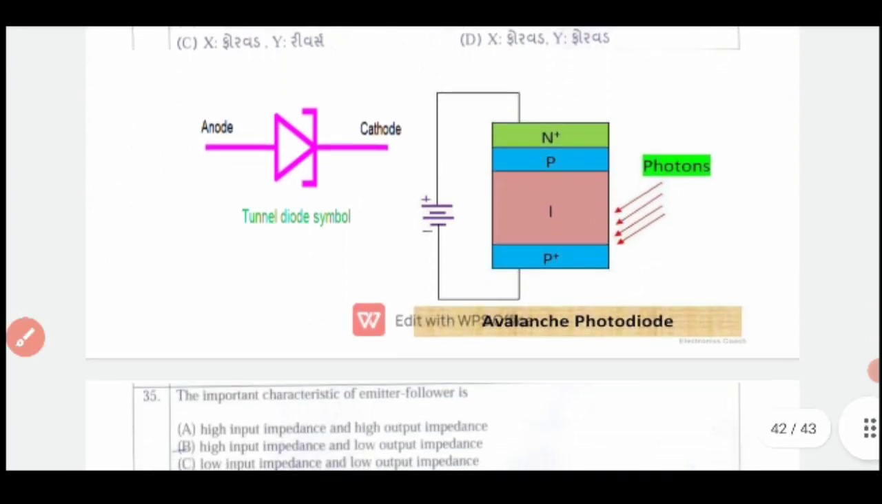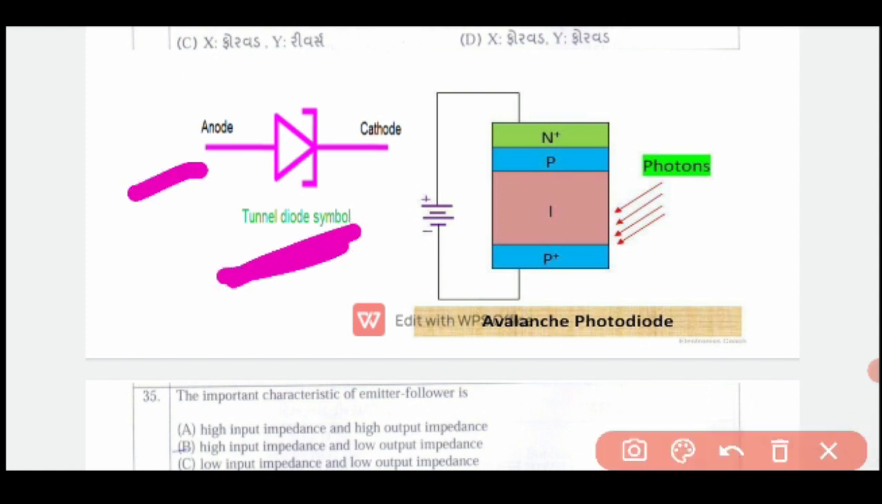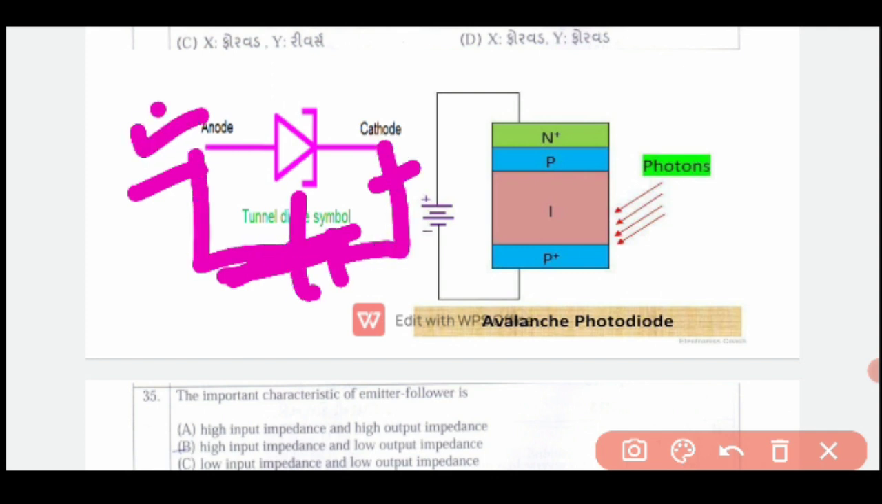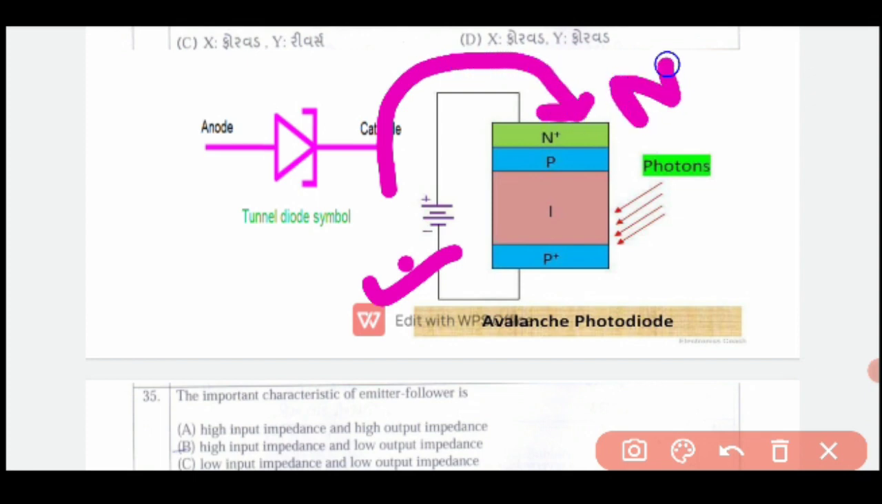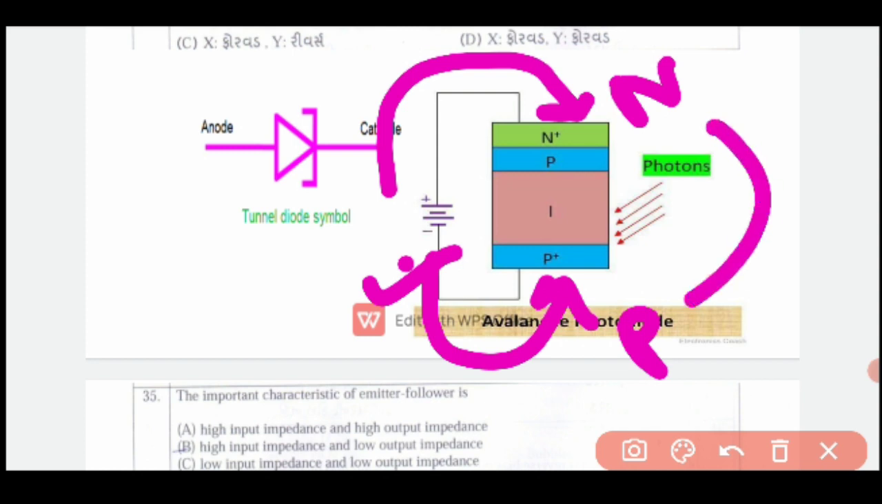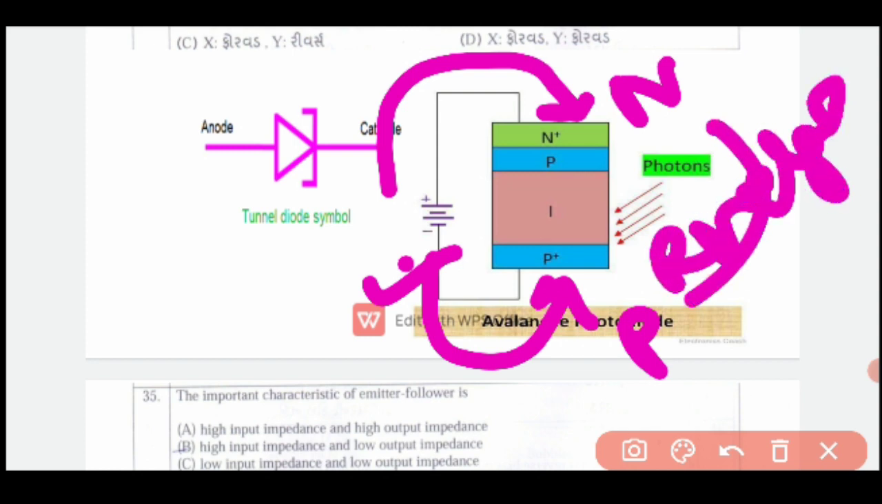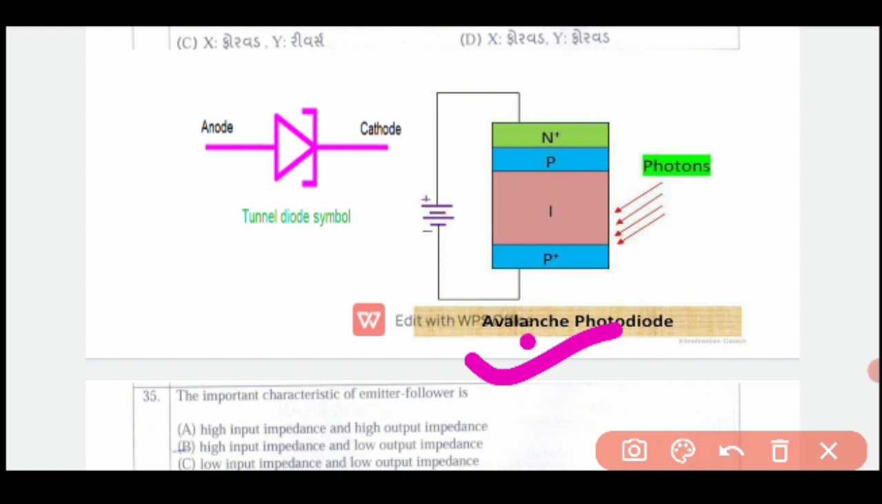Here we have the figure of the symbol of a tunnel diode. This is the tunnel diode, anode, cathode, connected to a battery, so it is operated in forward bias. Here is the figure of an avalanche photodiode. Here are the N plus, P plus, P and I layers. The photon is incident. The positive terminal is connected to N and the negative terminal is connected to P. Means this is called reverse bias, and the avalanche photodiode operates in reverse bias.